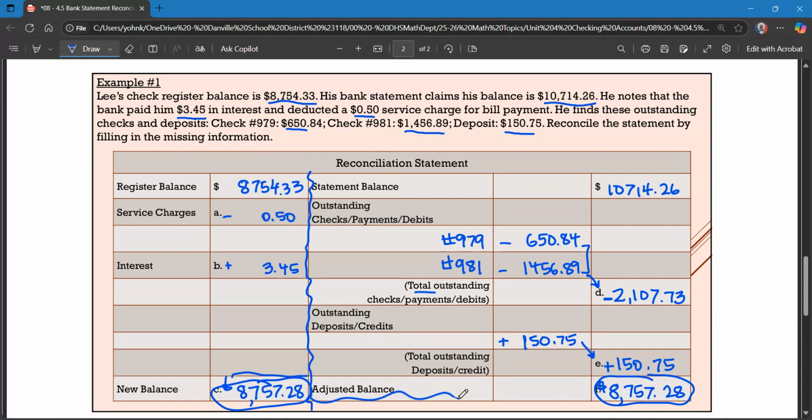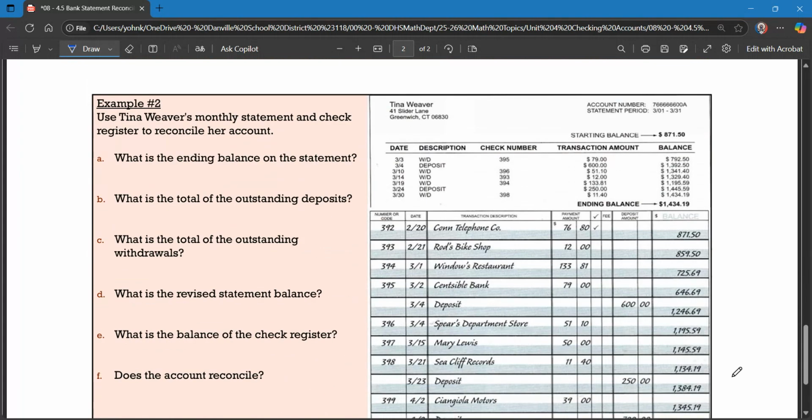So kids, the whole point is that these two numbers right here have to be the same. If they're not the same, you did it wrong. Got to be the same. All right, that's one example. All right, let's see another example.